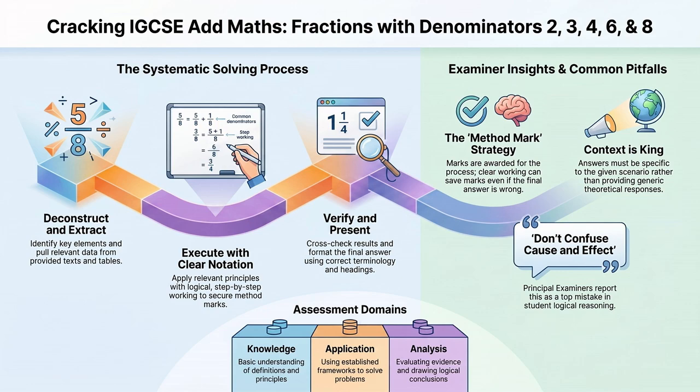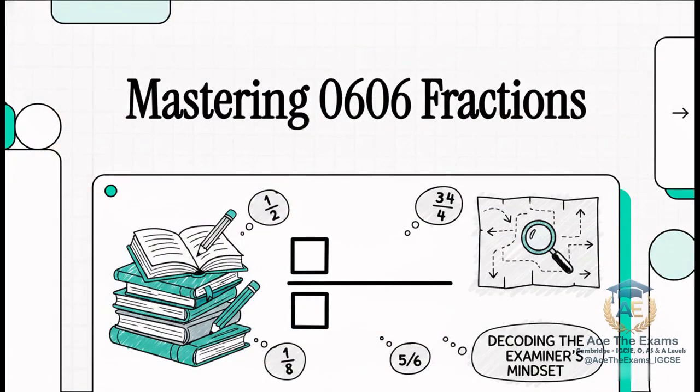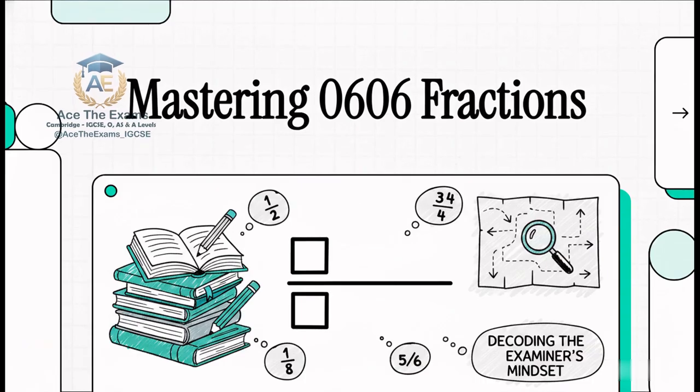Welcome to this explainer. Okay, let's dive right into this because we've got a lot of ground to cover. If you're preparing for the Cambridge Additional Mathematics 0606 examination, or honestly, even related syllabuses like 0580, 4024, 4037, or 4040, you already know that the syllabus is rigorous, it's tough. But there's one specific area, topic 016, fractions with denominators 2, 3, 4, 6, or 8 only, that consistently catches even the best students completely off guard.